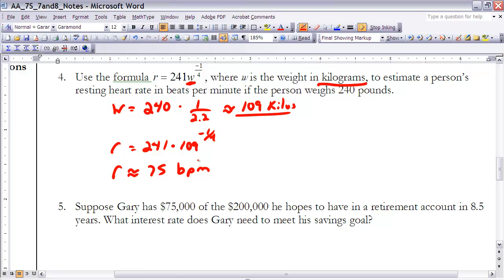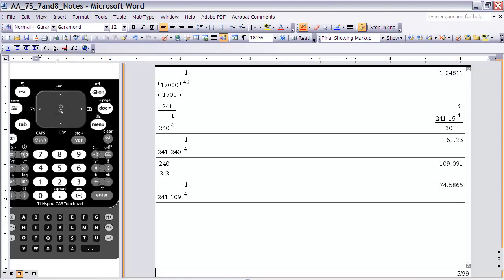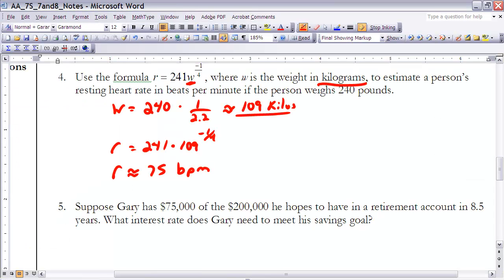Okay, so that's the value I'm going to plug in for W. So I have 241 times 109 raised to the negative 1/4 power. When I put that in my calculator, 241 times 109 raised to the negative 1/4 power gives me about 74.58. So if I round it to the nearest beat per minute, that would give me 75 beats per minute.